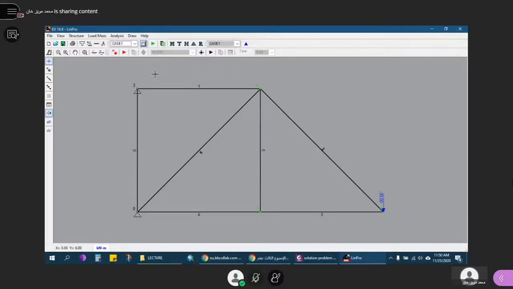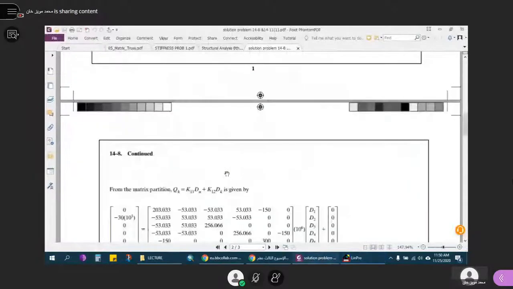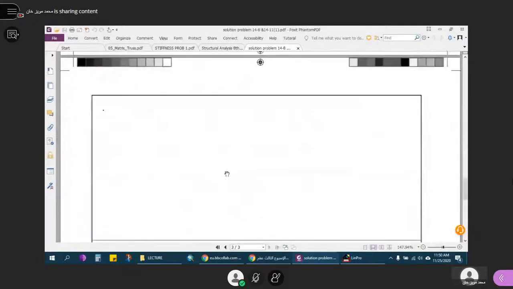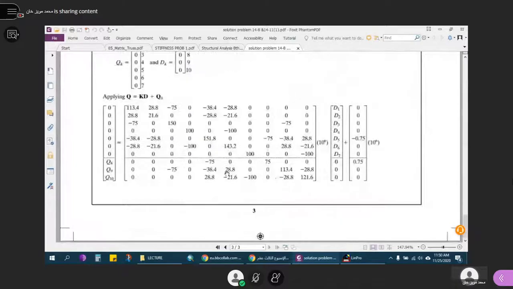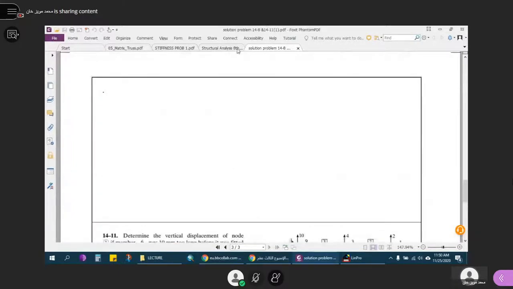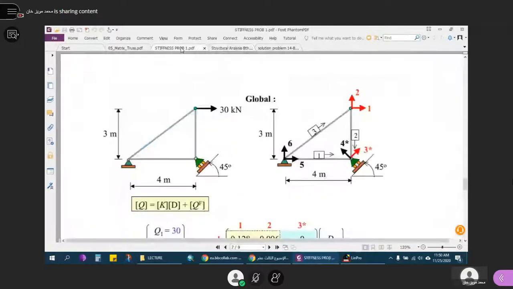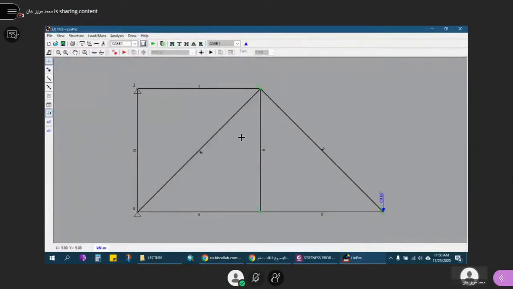Out of the two homework problems, I already solved one problem for you, 14-8. So you just have to solve 14-11, and this will be done. If you just practice, you'll be able to get an idea of this. About the temperature effect and the misfit, you can leave it because LinPro doesn't have the facility for that. So you can ignore any temperature increase in the problems. Settlement you can do, and if there's settlement, you can add it. But temperature and extra length you can skip. It's not required for us.